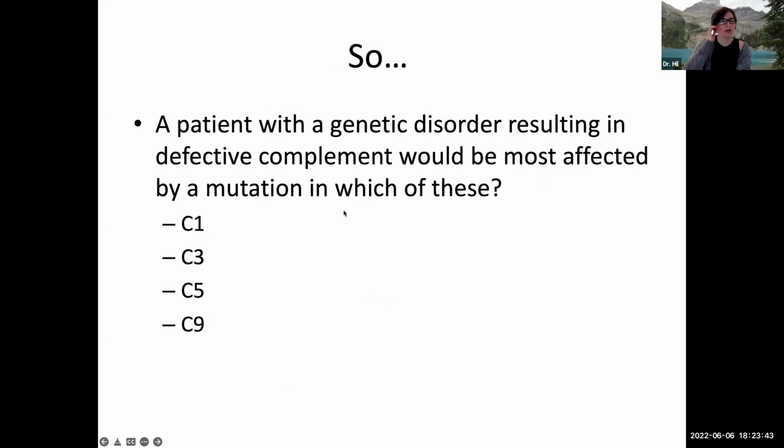All right, so let's postulate a person who has a genetic disorder in complement proteins. Which of the following genetic lesions would cause the worst condition if you had a genetic mutation that disrupted C1, C3, C5, or C9? Which would be the worst outcome?